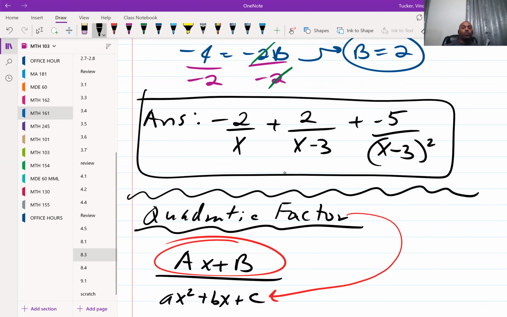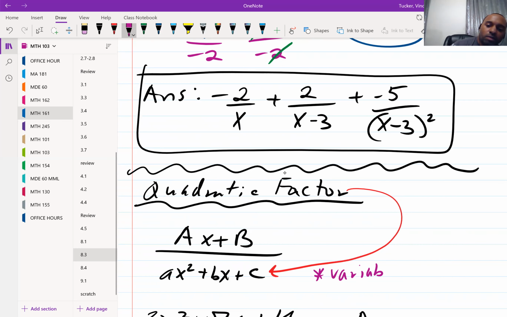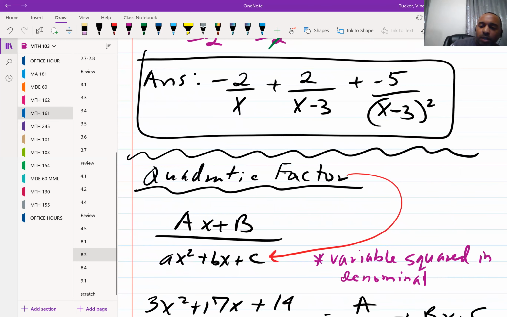So next scenario, I believe, is our last one. Next scenario is your quadratic factor. When you have a quadratic factor, in other words, your denominator has x squared or your variable squared. Let me spell it: denominator. So variable squared is in your denominator.